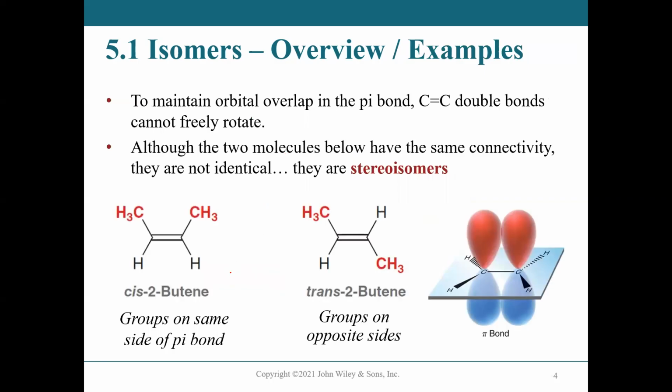So groups on the same pi bond, we have cis and we have trans. Although the two molecules below have the same connectivity, they are not identical, so they are stereoisomers. And stereoisomers have the same molecular formula and constitution, but different spatial arrangement of atoms, which is different than your constitutional isomers.